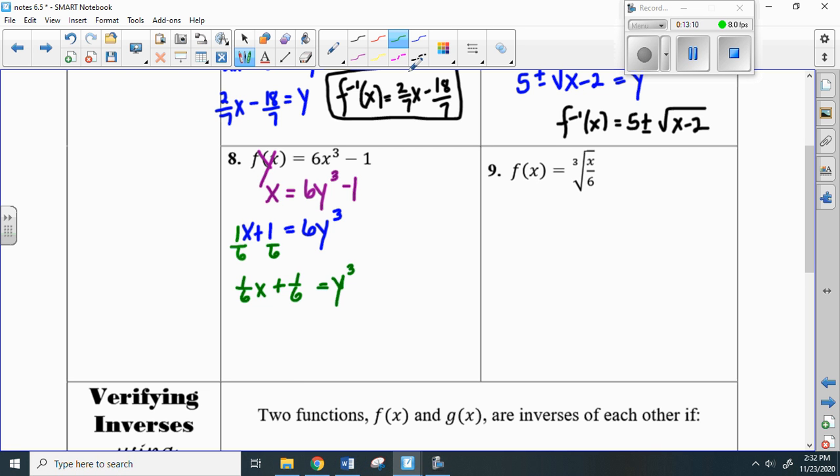And then I have to remember how to get rid of a cube. And we do that by taking the cube root. Okay. So we get the cube root of 1/6 x plus 1/6 equals y. And then we need to just change up our notation.